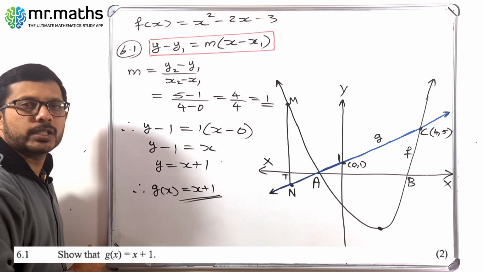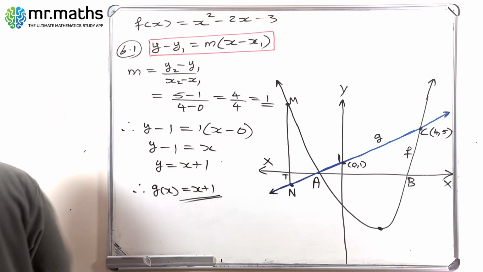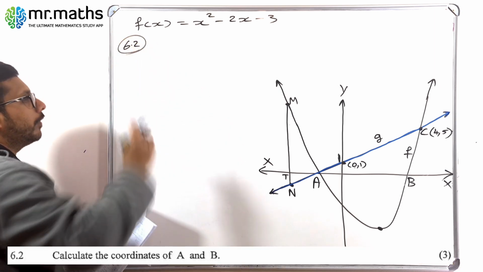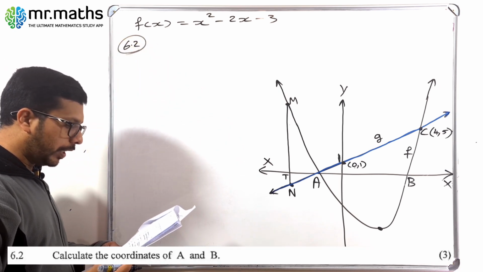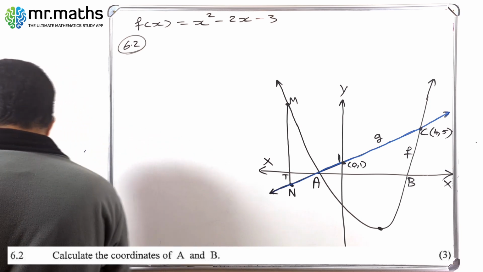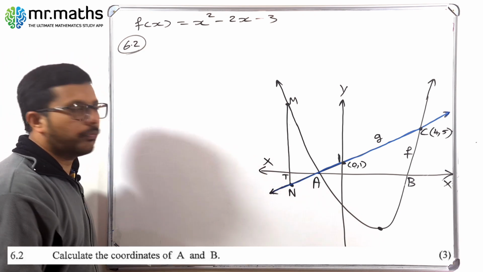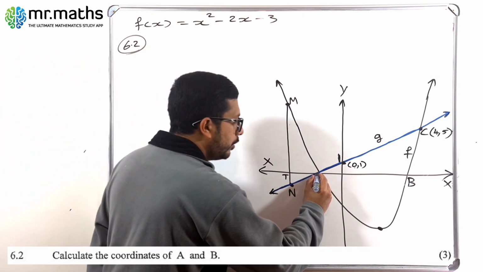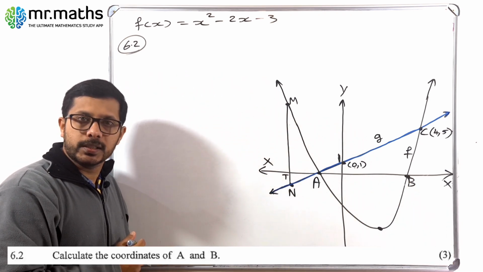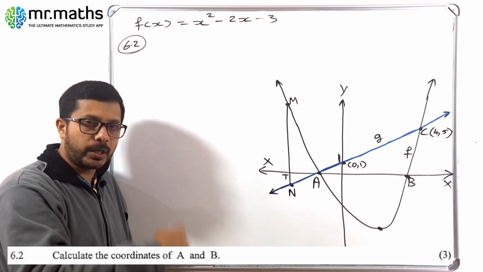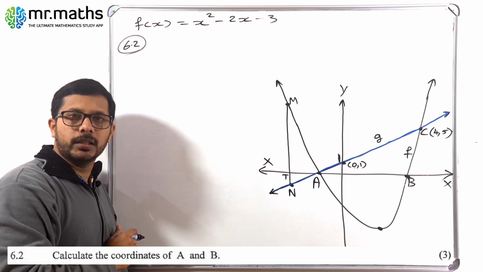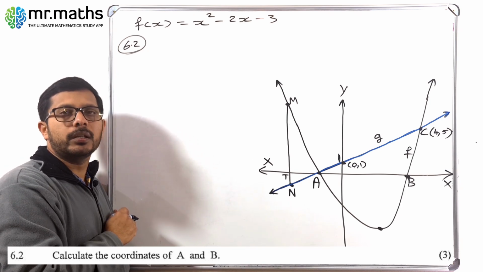Now let's go to question number 6.2. Calculate the coordinates of A and B. You have to find the coordinates of A and B. These are simple questions. A and B are the x-intercepts. Do you know the equation of that parabola? Yes, that is given. f of x is equal to x squared minus 2x minus 3. So points A and B are the x-intercepts.